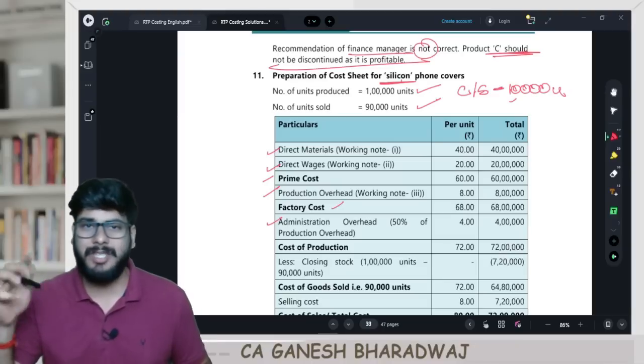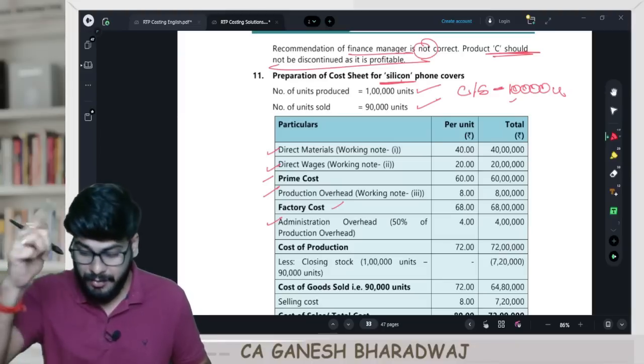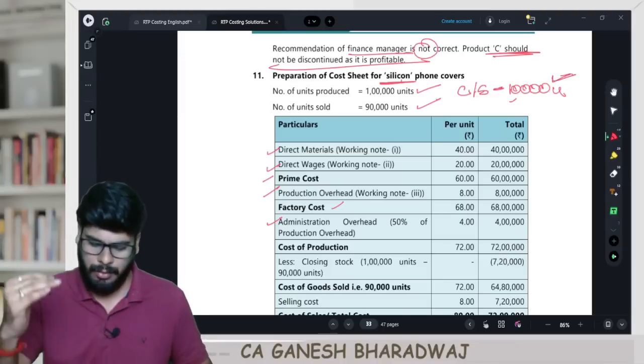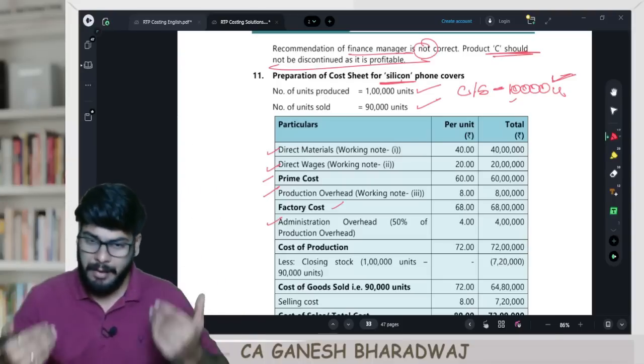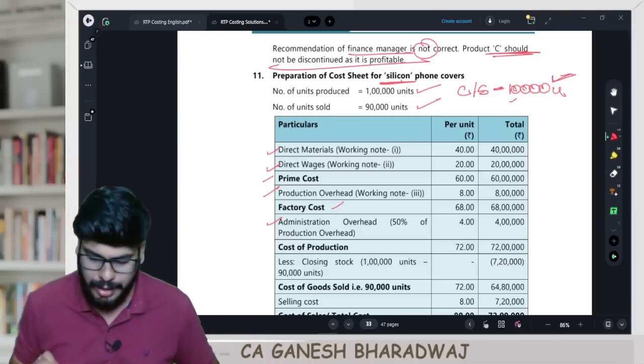Add opening FG, it is not there. Less closing FG, it is there in this question, 10,000 units. Line item alone, you write it. First, let's prepare the format. Every figure we will work out and we will do it, right? Less closing stock, right?